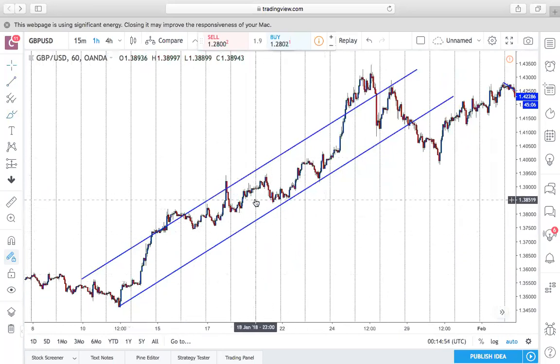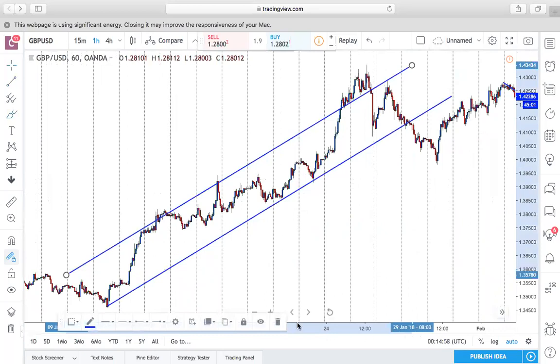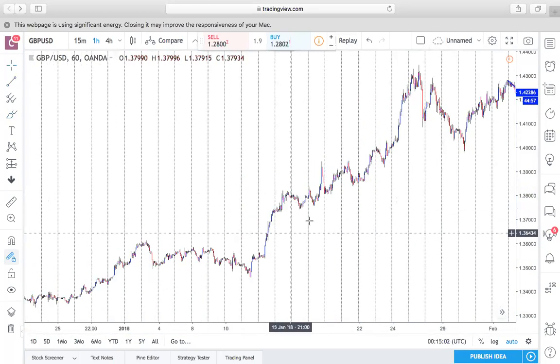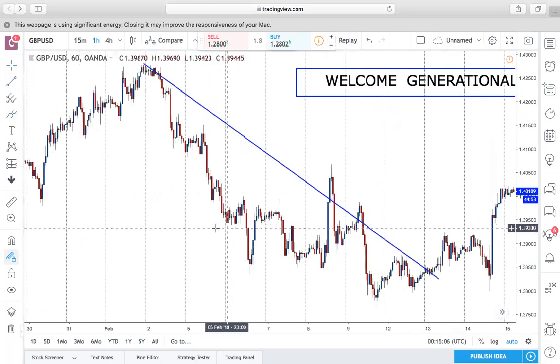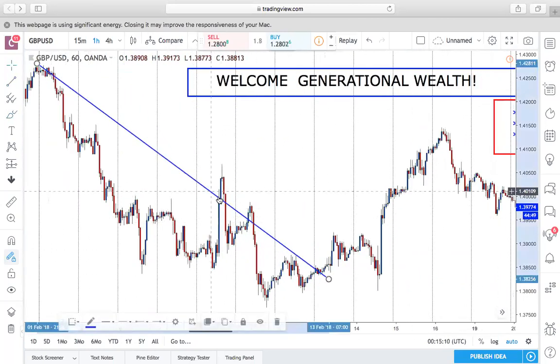Go with the trend. Now, that only applies as long as you know market structure, as long as you know the time of the week and the time zones, what session it is, and what's going to happen. So you have to know the market structure in order to know when the trend is going to reverse.